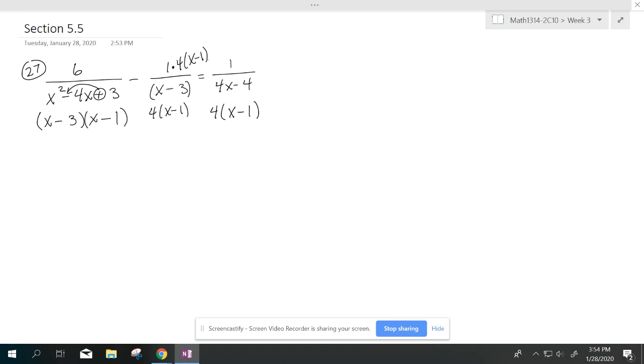So now what does the first denominator need? He needs a 4. And now he has a 4, an x minus 1, and an x minus 3. And now what does the last one need? X minus 3. And so now he has 4, x minus 1, x minus 3.